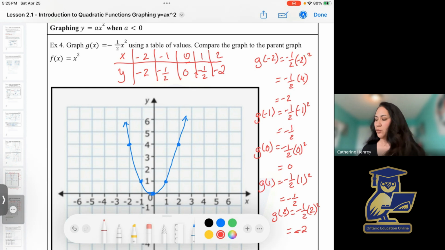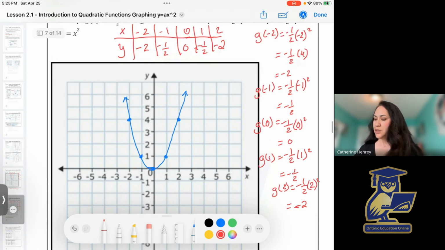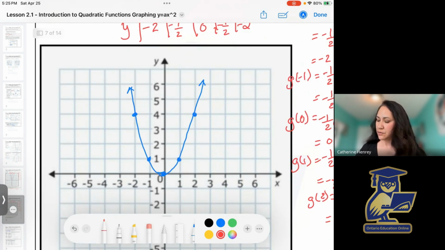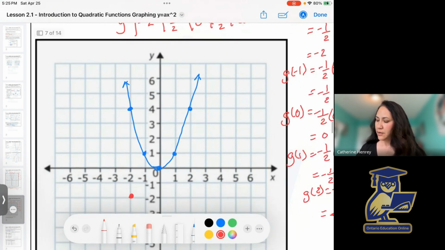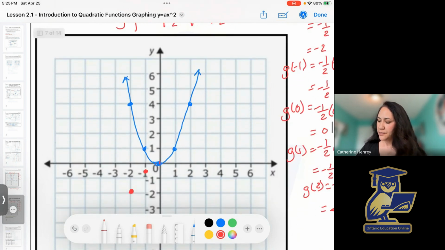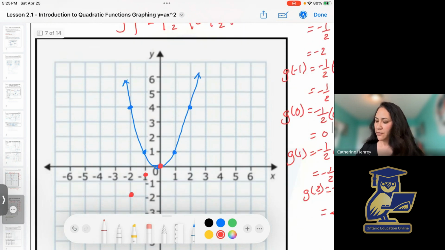So we're going to go ahead and plot these points. I'm going to zoom in just a little. So at -2, we have -2. At -1, we have -1/2, which is right about here. And at 0, we have 0. At +1, we have -1/2. At +2, we have -2.